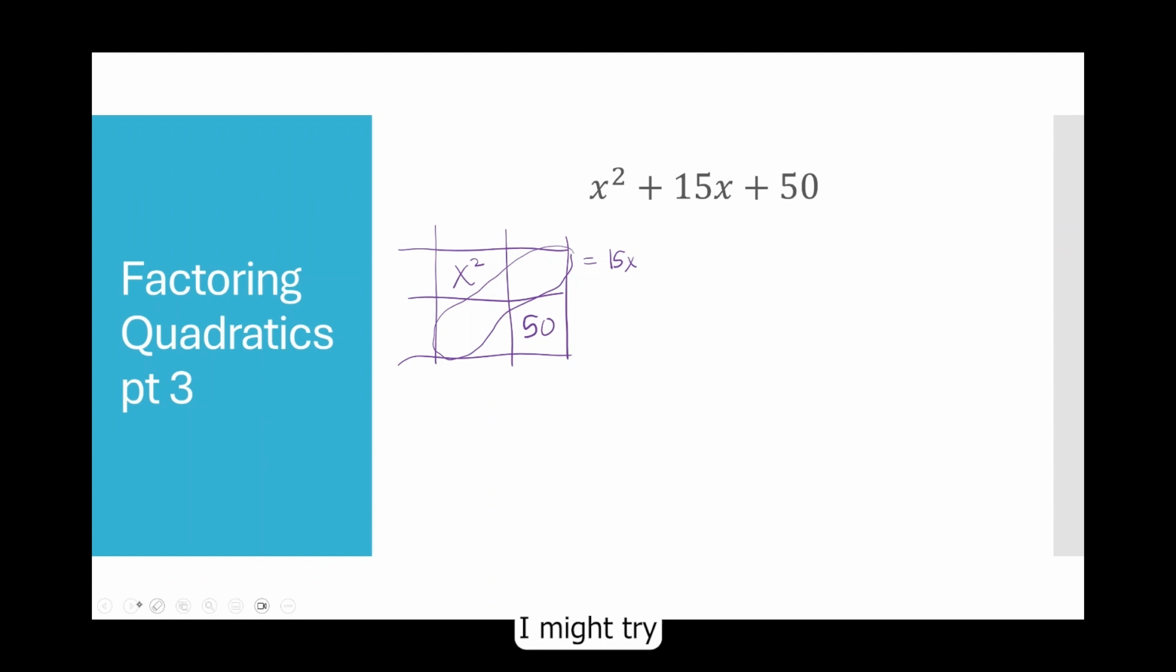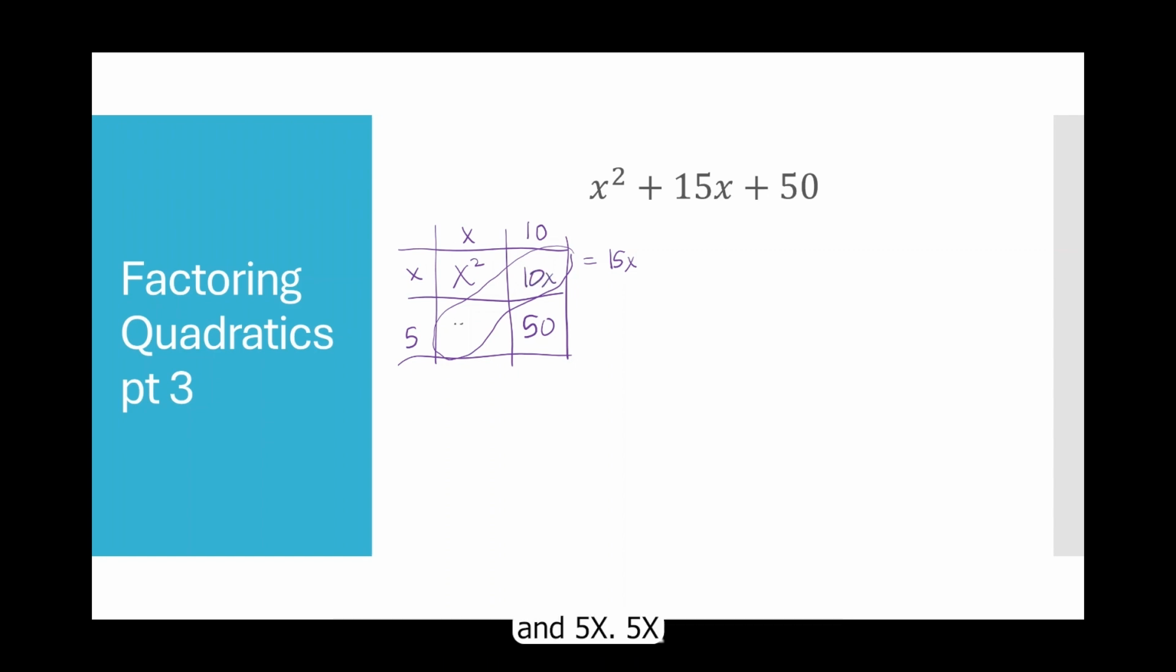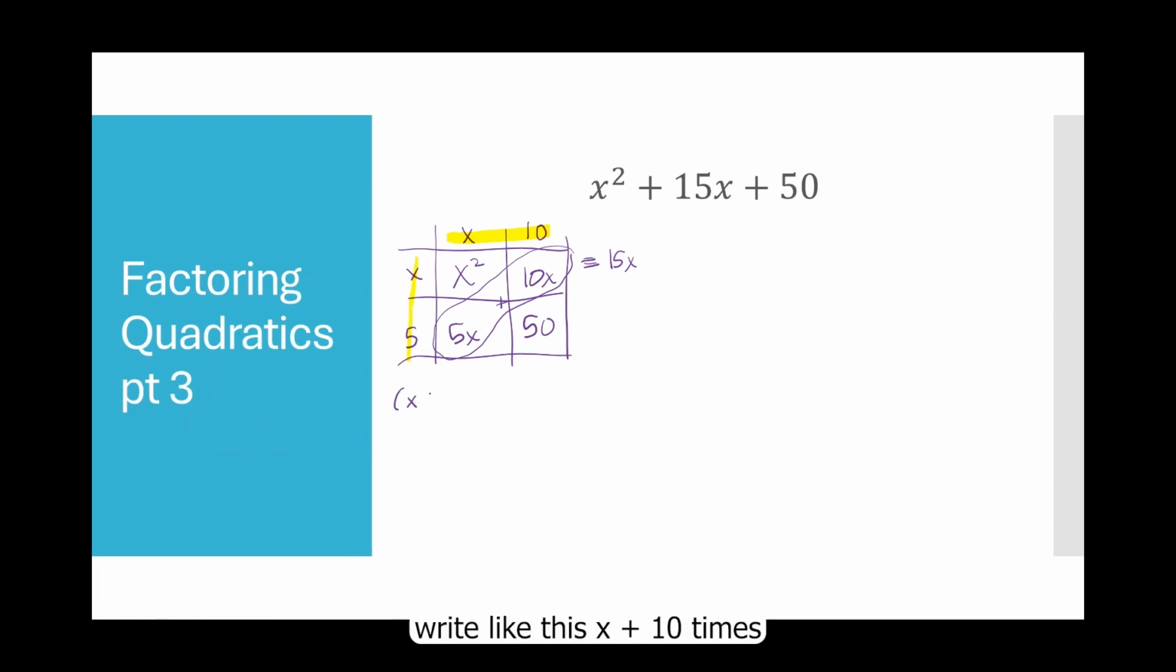I might try 5 and 10, which is definitely going to multiply to 50. And then, ooh, that's looking good for me. If these are my x's to make x squared, then right here I'm going to have 10x and 5x. 5x plus 10x is going to get out to my 15x. That's looking great. So my factors are x plus 10 and x plus 5, which then I can just write like this. X plus 10 times x plus 5.